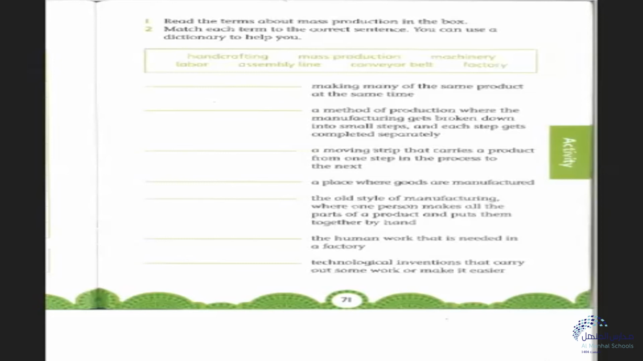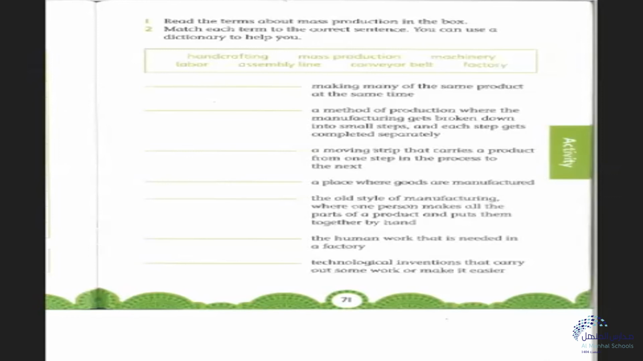So let's quickly recap the answers. The first answer is mass production. Second answer is assembly line. The third answer is conveyor belt. The fourth answer is factory. The fifth answer is handcrafting. The sixth answer is labor. And the last answer is machinery. That's the answers of page 71.